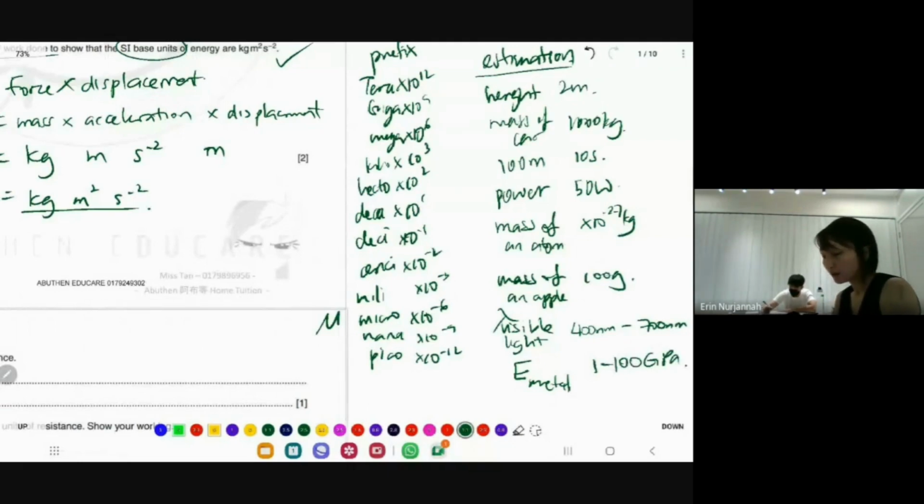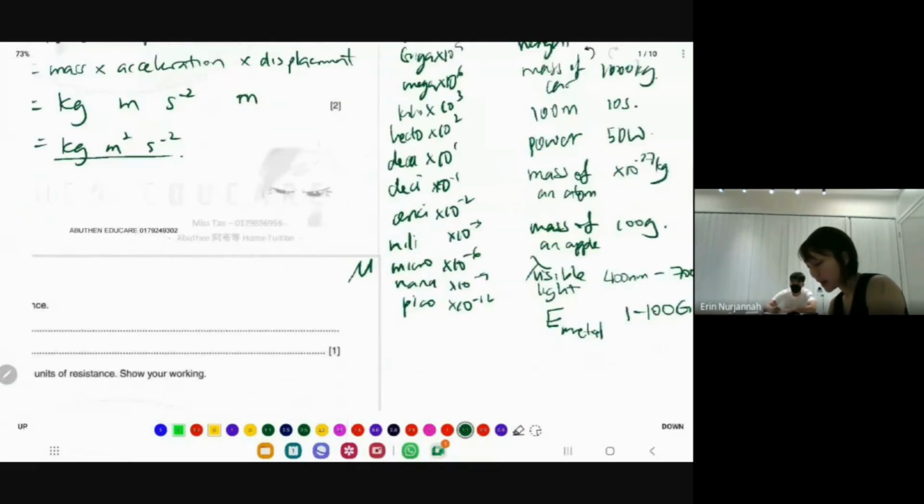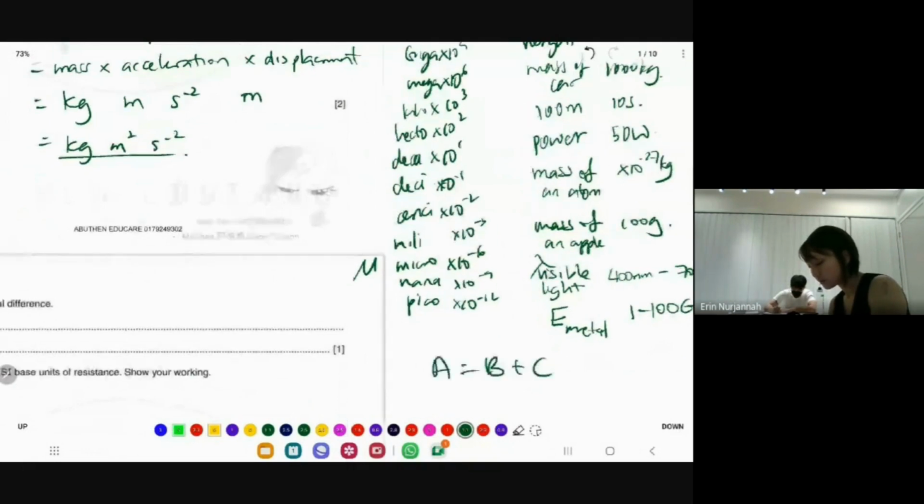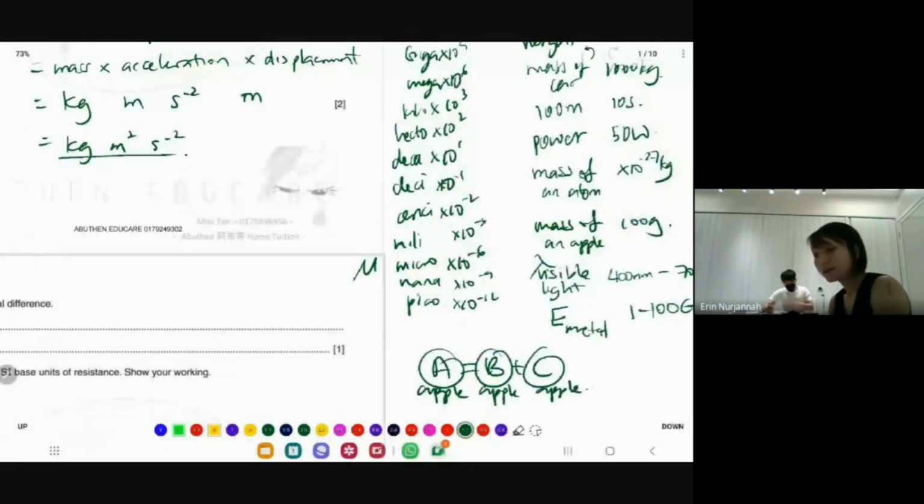Okay? And then we learned about A plus A is equal to B plus C. If A is an apple, your B and C must be apple. This is called homogeneity of an equation. Yes, because just now I asked you one question. If B is an orange, C is a banana, when orange plus banana, will it give you apple? Won't. All of them must be the same type. Then you can solve the calculation, correct?